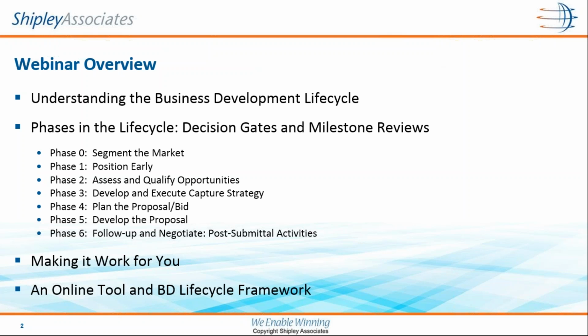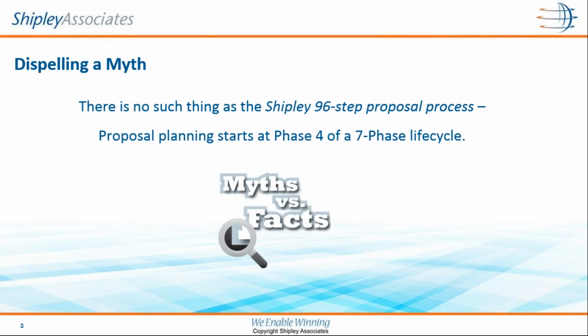So we want to go through a high-level understanding of the life cycle. We're going to drill into the 7 phases of a typical life cycle, kind of a framework for you. We're going to discuss then, after we go through the life cycle, how to make it work for you, how to tailor it and adapt it to your situation. And then we're going to give you a glimpse into an online business development life cycle that you can reference at your leisure. It's free, it's available through our site, and it just goes through the various phases and gates and things that we'll talk about today.